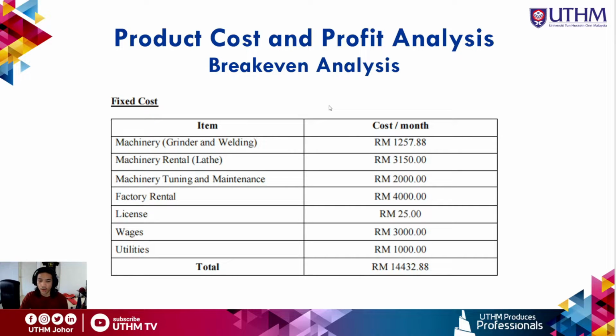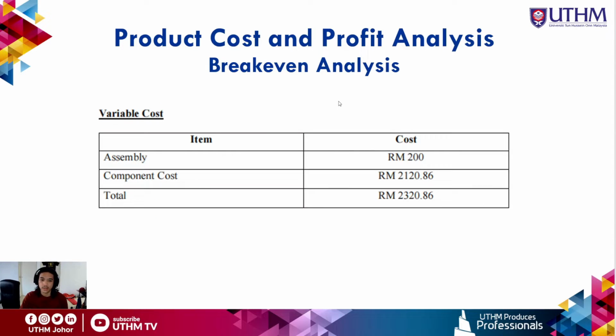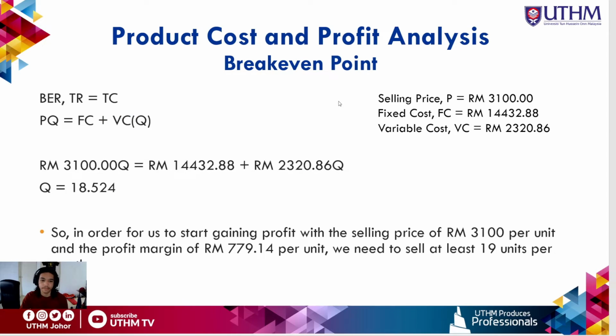The total of all the fixed costs will be 40,432 ringgit and 88 cent. Meanwhile, for variable costs, there are only two items, which are mainly assembly and component costs. The total of both items will be 2,320 ringgit and 86 cent.